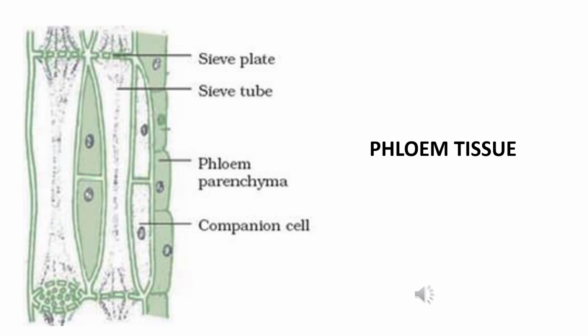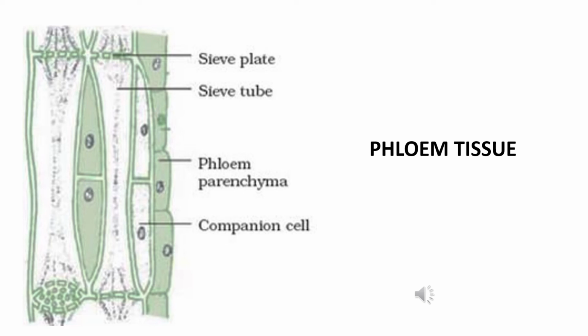The next one is the phloem tissue. Phloem tissue is responsible for movement of water and also the prepared food that is being prepared in the leaves of the plant. The prepared food is transported to different parts of the plant because all the growing parts of the plant need the food. And the phloem tissue is made up of four components: the sieve tube, phloem parenchyma, companion cells, and also phloem fibers.